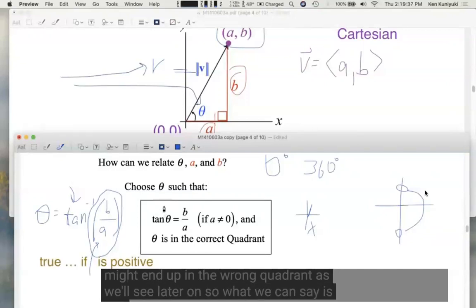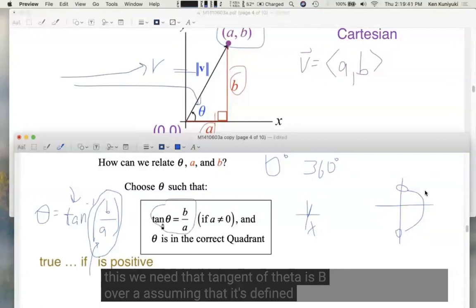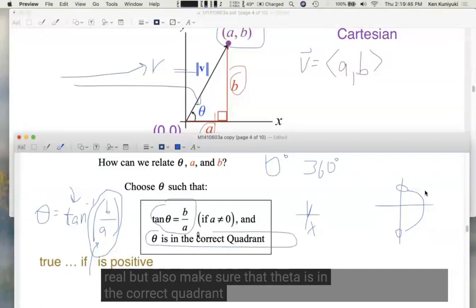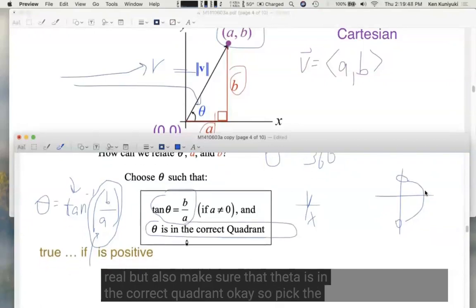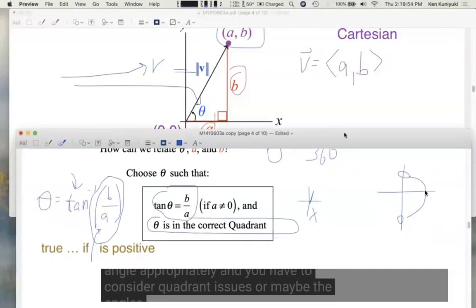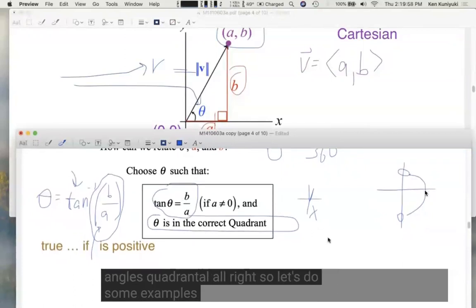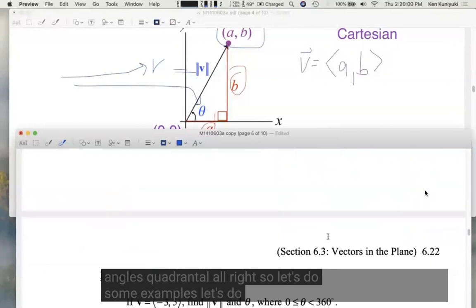So what we can say is this. We need that tangent of theta is B over A, assuming that it's defined in real. But also, make sure that theta is in the correct quadrant. So pick the angle appropriately, and you have to consider quadrant issues. Or maybe the angle is quadrantal. All right, so let's do some examples. Let's do an example.